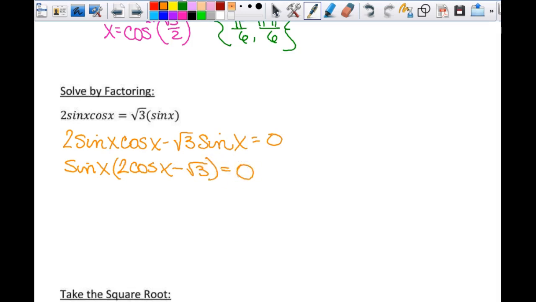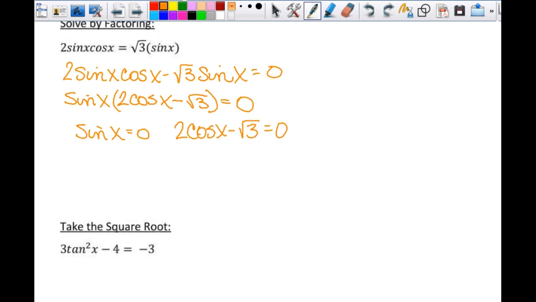So now that I have it factored, I can set these two things equal to 0. I can set sine of x equal to 0, and 2 cosine x minus square root of 3 equal to 0. So I'm good over here, and I can go find some solutions. But then over here, I need to move the square root of 3 over and then divide by 2. So the cosine of x is equal to the square root of 3 over 2. So these are the two things that I'm going to use to get my two solutions.